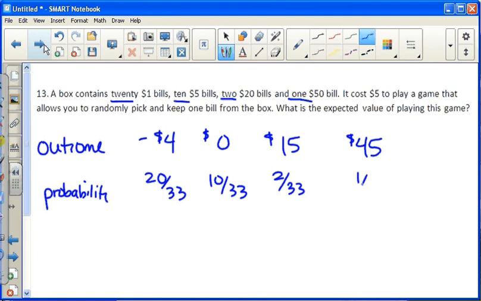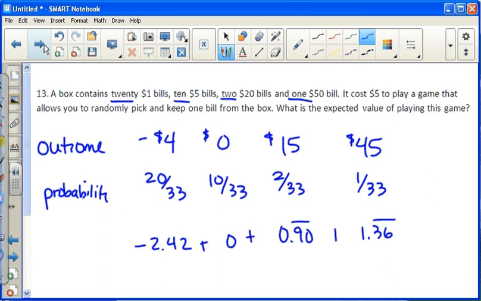So then we multiply all these together. Negative 4 times 20 over 33 gives us negative 2.42. We get 0 here, 0.90 repeating here, and 1.36 repeating here when we multiply all these together. Now if we add all these, it gives us our expected value. And for this particular game, expected value is negative 15 cents.